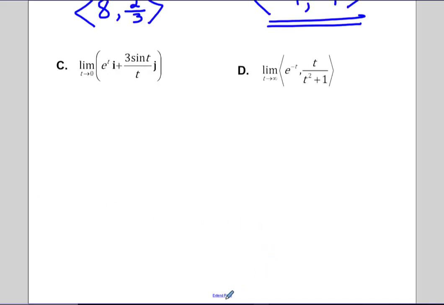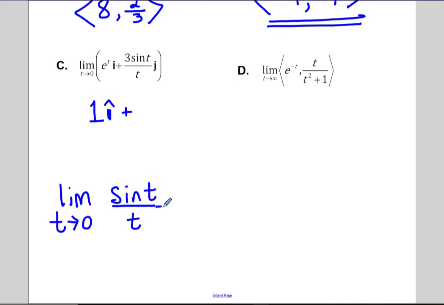And then in this case, we have the i and the j forms, and the limit at e to the 0 is going to be 1 in the horizontal direction or the i direction. And the limit at 0, this is 3 and sine of t over t. You know, think about the special limit property that we learned back in Unit 1. The sine of t over t is 1.